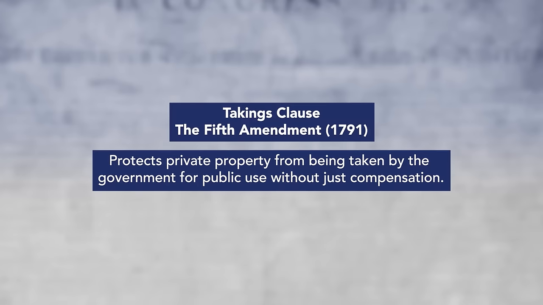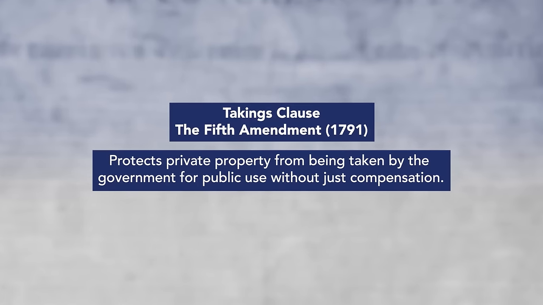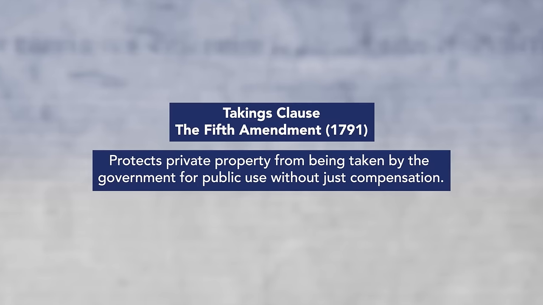Now we come to the property protections of the Fifth Amendment, and that's the Takings Clause, which is connected to the founding generation's commitment to property rights. The Takings Clause of the Fifth Amendment protects private property from being taken by the government for public use without just compensation. And it means that if the government wants to take your property, it has to be for public use, and the government has to pay you a fair price for it.